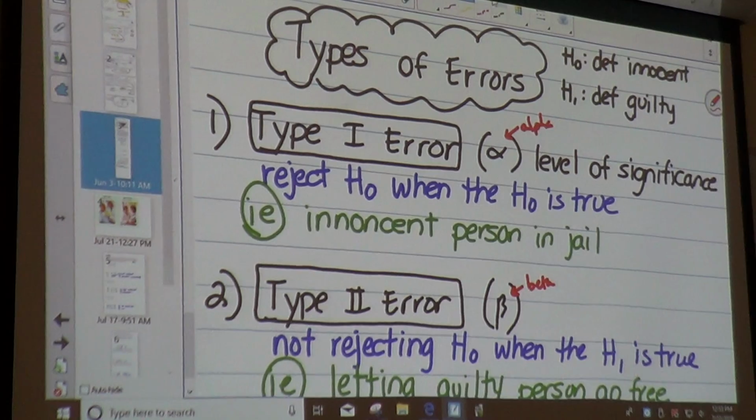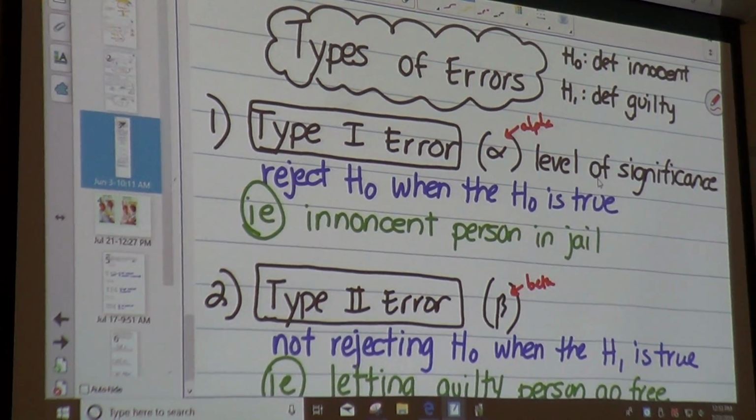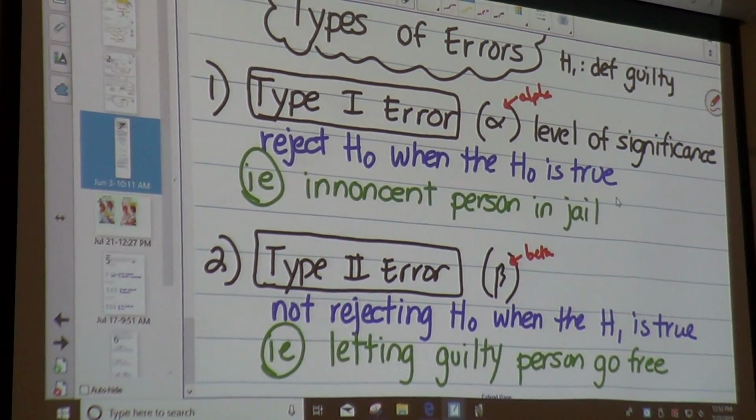The other type of error is a beta error. It's not rejecting the H naught when H1 is true. For example, letting a guilty person go free. So these are two types of errors that we don't want to see. We don't want an innocent person in jail, and we don't want a guilty person out roaming the streets. So: rejecting the H naught when the H naught is true, and not rejecting the H naught when H1 is true.